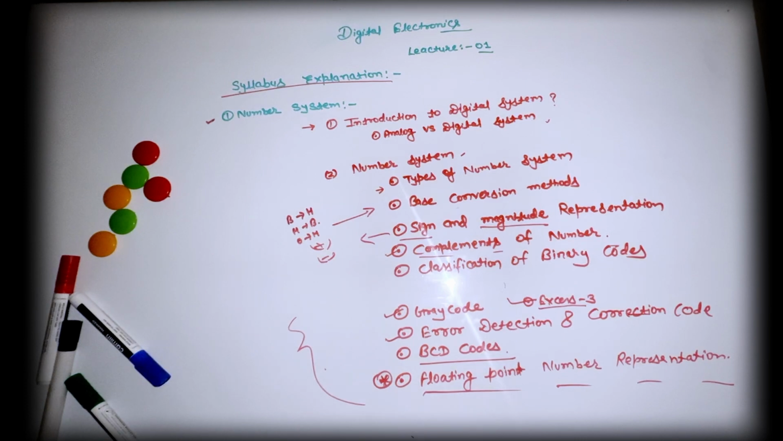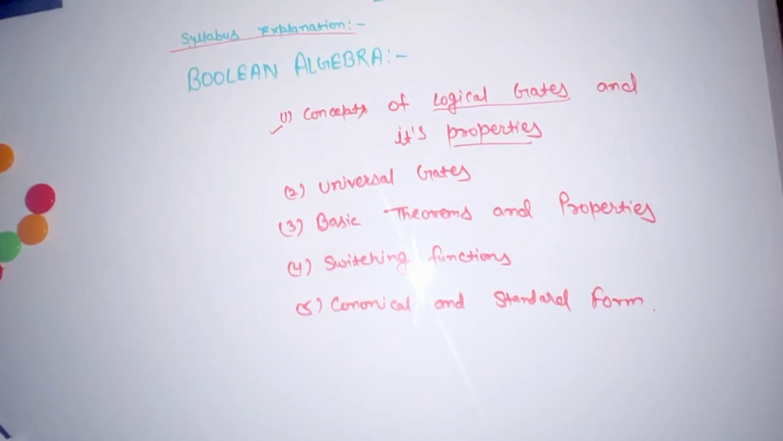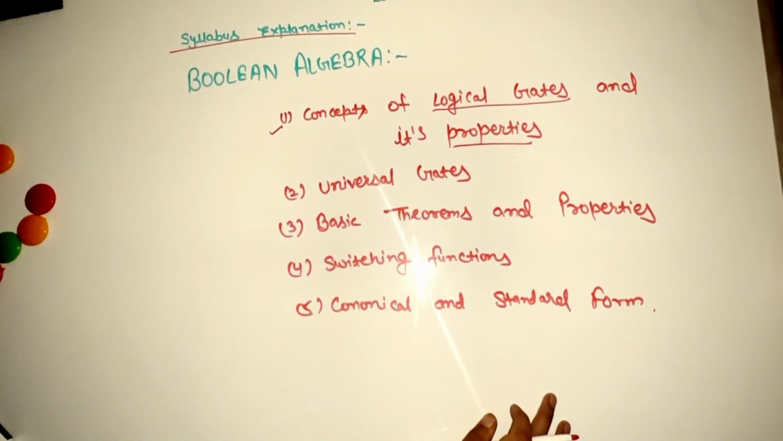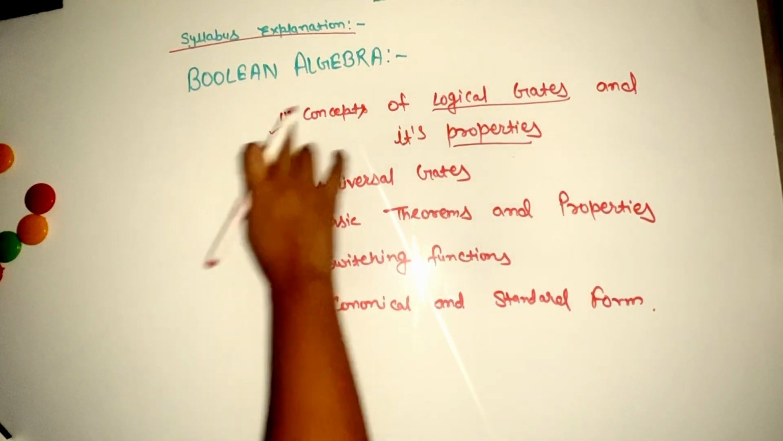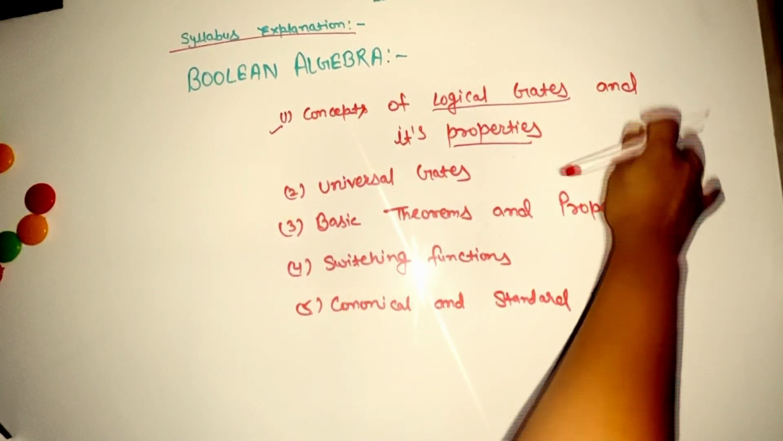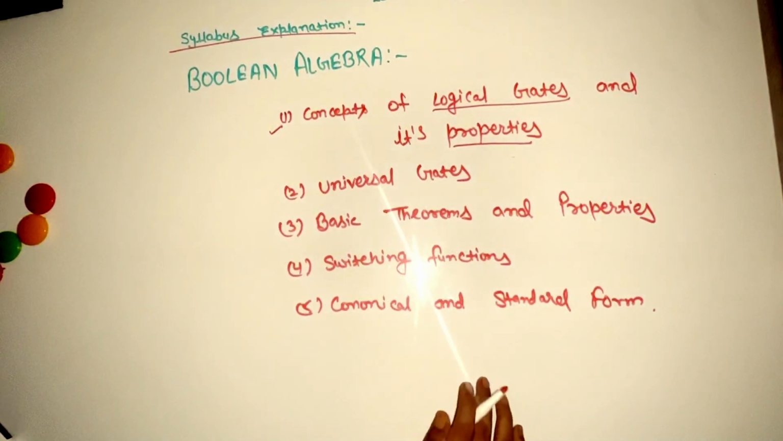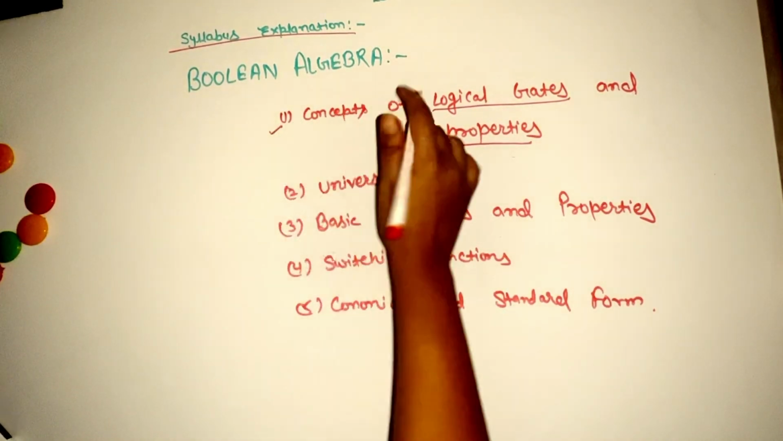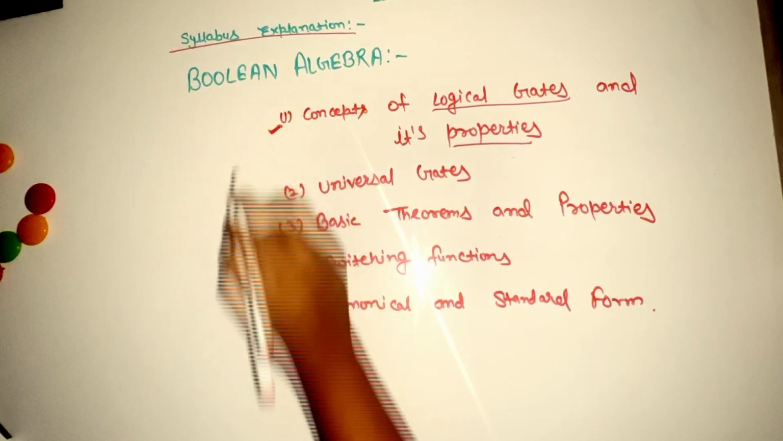After that we will go through Boolean algebra. Now I am explaining the syllabus of Boolean algebra. In Boolean algebra, firstly we are going to learn about the logical gates, its properties, its truth table, and also we will see everything about gates in this chapter.